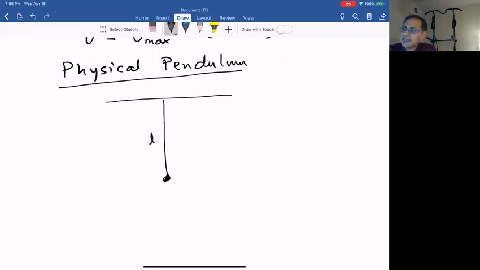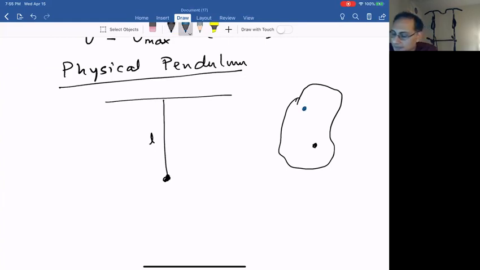So a physical pendulum is any mass. It doesn't have to have any particular shape. Let's say that this mass has a center of mass over here. So the mass is also not distributed uniformly. The center of mass happens to be over here, right? If you were to allow this to pivot around any point you want, suppose you pin this to the wall with a thumbtack or something, now it can pivot around this point.